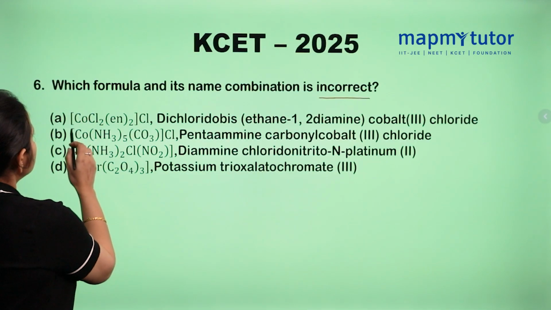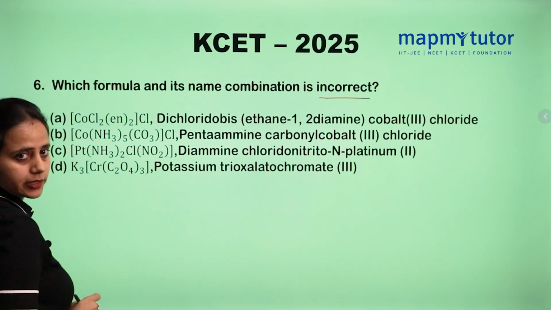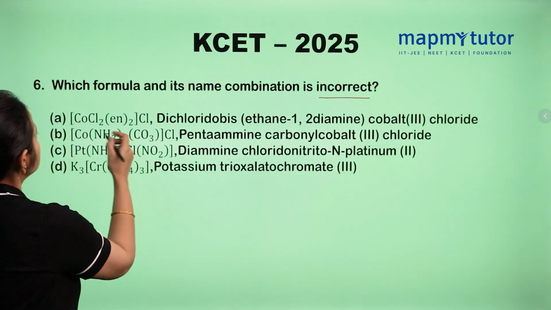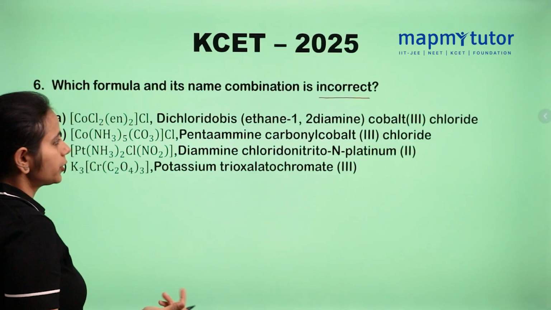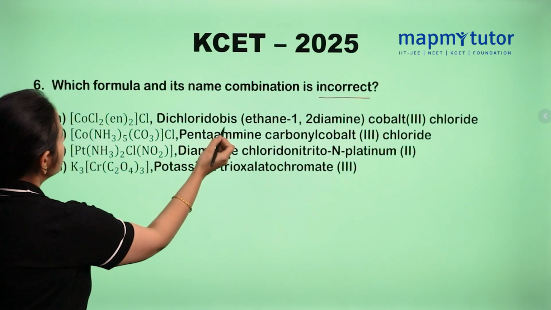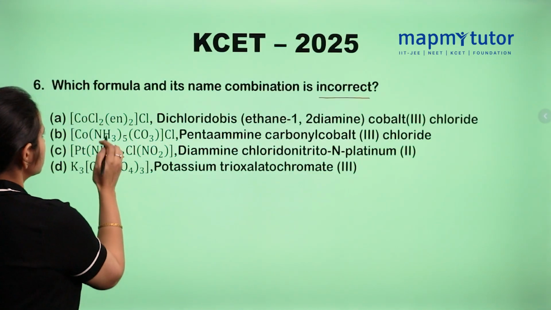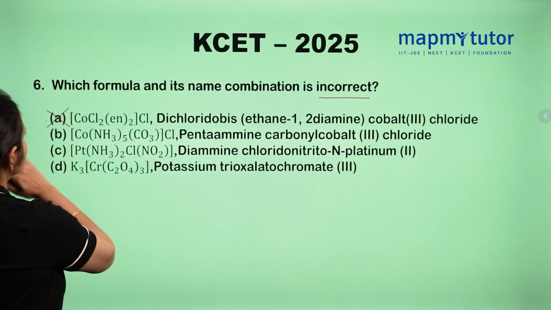See, the first option has chlorine and ethylene diamine. Chlorine comes first because of C, so it is given first. We will not consider the prefix di in the alphabetical order. So dichlorido, bis(ethane-1,2-diamine), cobalt(III) chloride. This is right, so this can't be our answer. So it is wrong.